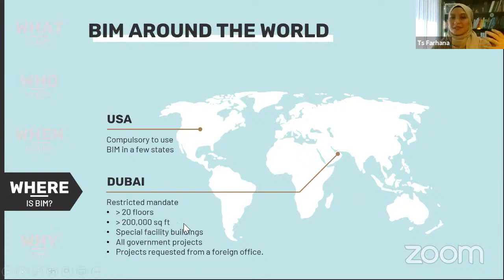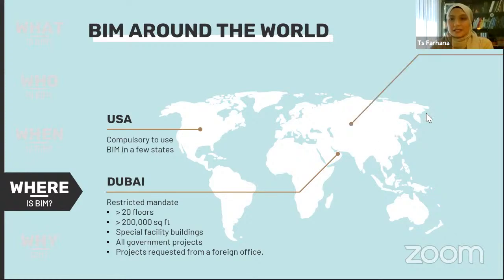Dubai, of course, this fast country, has a restricted mandate, which means not fully mandated, not fully compulsory, but it's compulsory for buildings of more than 20 floors or bigger than 200,000 square feet, or special facility buildings like universities and hospitals, and all government projects, and also projects from foreign countries.